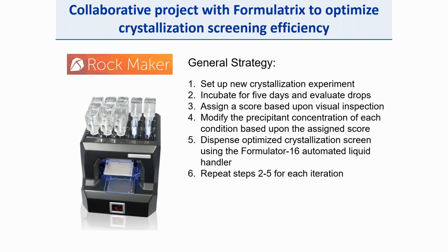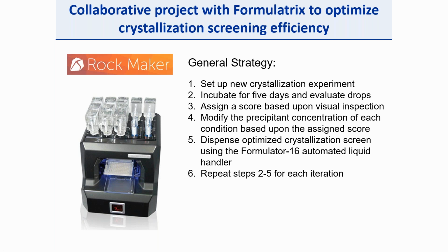And the general strategy that we used is to set up a new crystallization experiment. You can then incubate that for some period of time. We chose 5 days, and then evaluate your drops. You can then assign a user-based qualitative score based upon that visual inspection. So you can assign a score of clear, representing an undersaturated solution. You can assign a score saying that we did get a crystal hit, or a score indicating that your protein has precipitated and crashed out of solution.